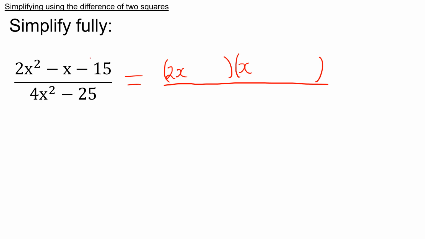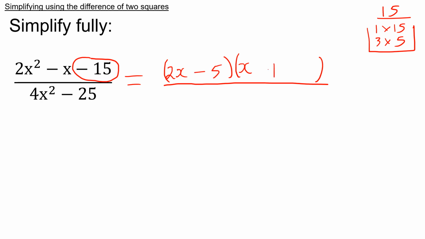I need a pair of numbers that will multiply to give me minus 15. So let's look at the factors of 15. So 1, 15, 3 and 5. So let's have a look at what I could have. If I put minus 5 and plus 3, that would give me 2x squared plus 6x, take away 5x, which would give me plus 1x.